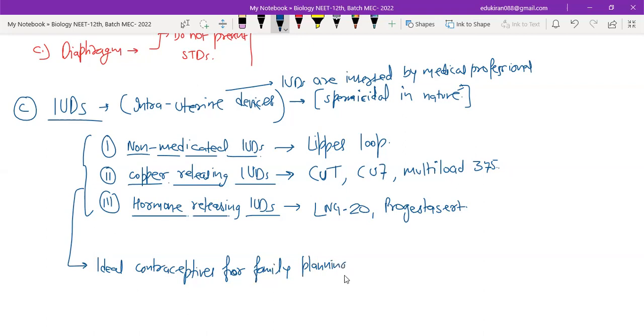Because they are long lasting, you can just get an IUD inserted, and depending on the type, it can work for a set time. Then you can delay the pregnancy and easily space the children. Is it clear? So this is the ideal contraceptive for family planning, and it has very low failure. We will not say it never fails, but it's highly unlikely. These contraceptives do not fail.